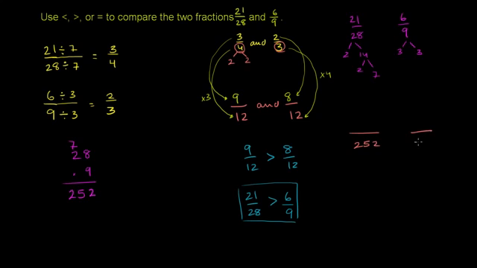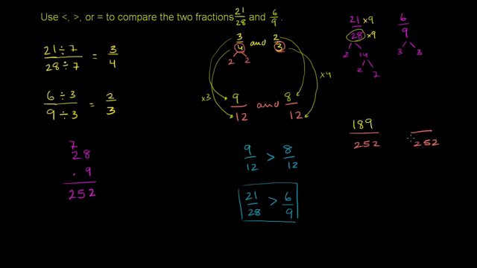252 and 252, the least common multiple of 28 and 9. Well, to go from 28 to 252, we had to multiply by 9. So we also have to multiply the numerator by 9. So what is 21 times 9? That's easier to do in your head. 20 times 9 is 180, and then 1 times 9 is 9. So this is going to be 189.